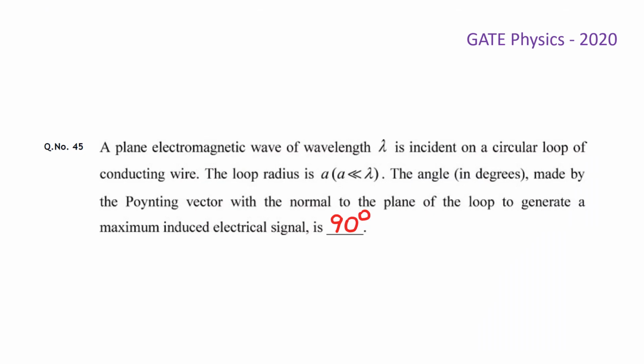So we have solved this problem and we found that the angle in degrees made by the Poynting vector with the normal to the plane of the loop to generate a maximum induced electrical signal, that is induced EMF, is 90°.